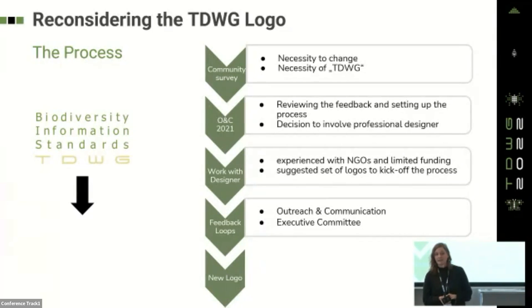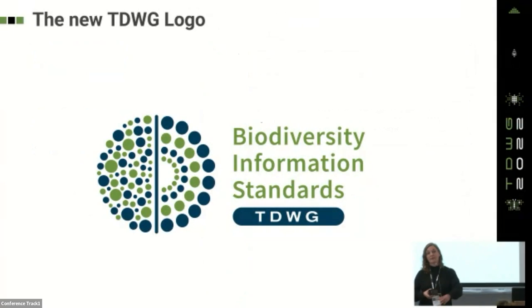So we reached out to an external developer who knows how NGOs work and that they are really limited in funding, so that we would like to have just a logo and not the whole corporate identity and design, simply a logo. And I think this was really helpful. Right from the beginning, he provided some nice suggestions on what we could work on. Then we discussed this internally, and also had some final discussions with our executive committee, of course. And you have already seen it, this is the final result of our new TDWG logo.